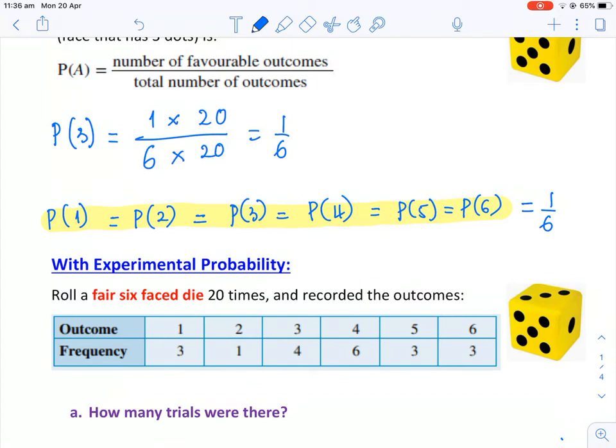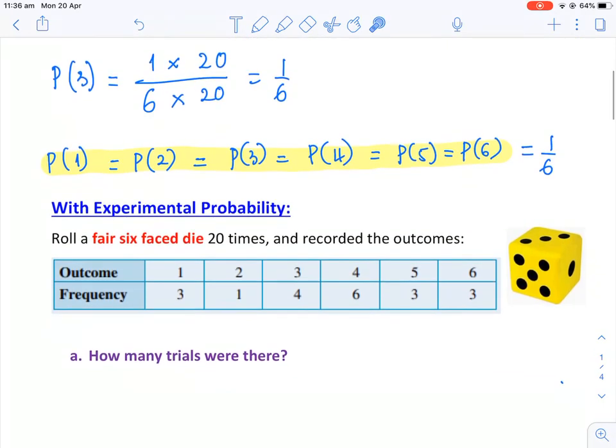So, I did an experiment with the same fair 6-faced die, and I rolled that die 20 times and recorded the number of outcomes. You can see here, the frequency of getting a 1 is 3, which is different from the frequency of getting a 2, which is 1. The frequency of getting a 3 is 4, and the frequency of getting a 4 is 6. They are not exactly the same as each other, like in theoretical probability.